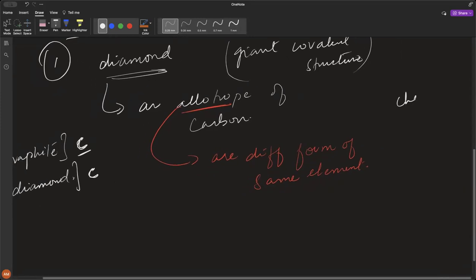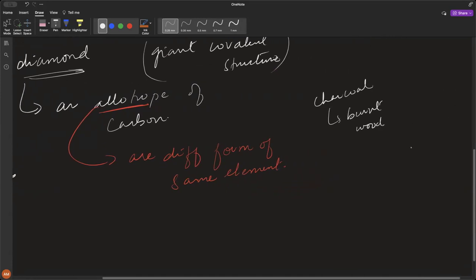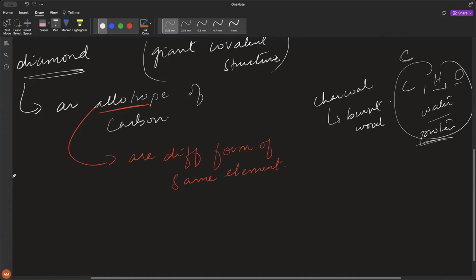Charcoal होता क्या है basically? Charcoal is actually burned wood. So wood does not only have carbon in it, but it also has hydrogen, oxygen, water, and proteins in it, right? All of these things when burned are gone, and what is left is carbon, a carbon residue. But generally, this is not naturally found. This is not something that we really consider as an allotrope of carbon.